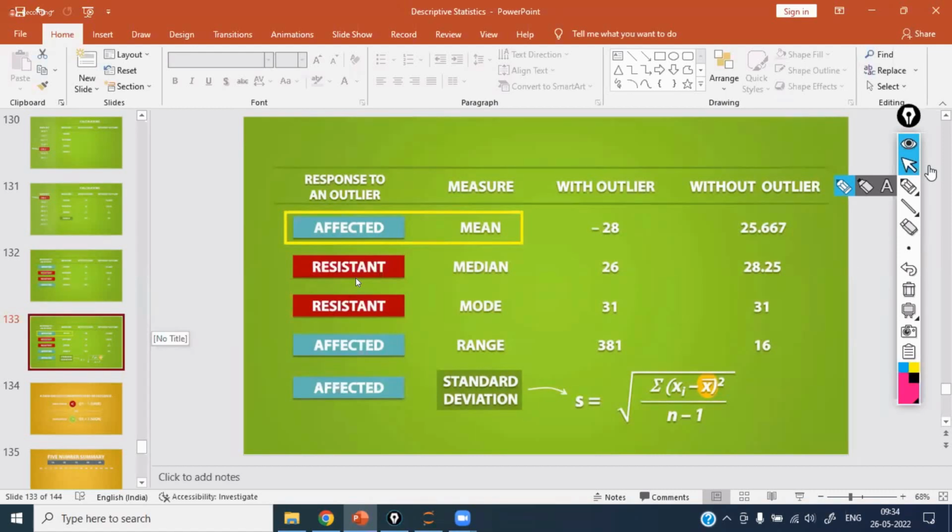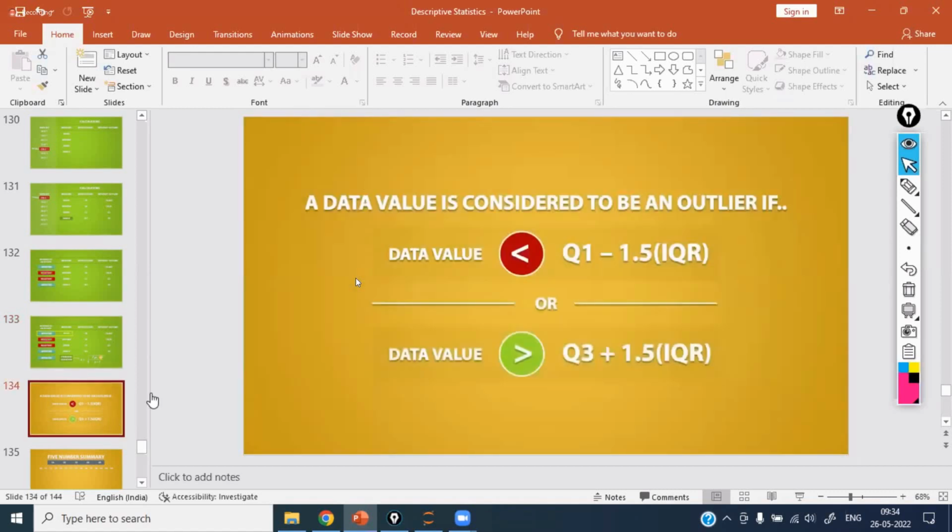Now, how to calculate this outlier? We have seen the drawback of outliers, what happens if there is an outlier. Now, how to calculate it? Any value less than Q1 minus 1.5 into IQR is called an outlier. Any value greater than Q3 plus 1.5 into IQR is called an outlier. IQR is nothing but the interquartile range, Q3 minus Q1.